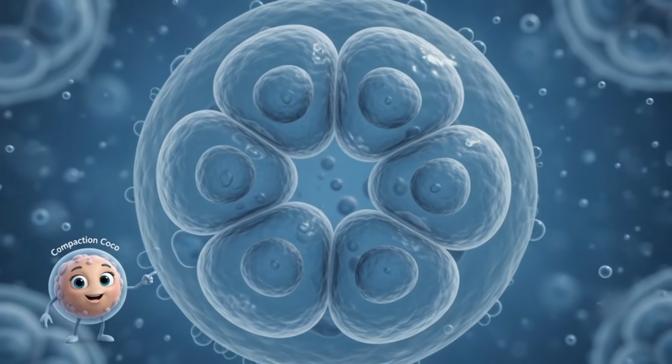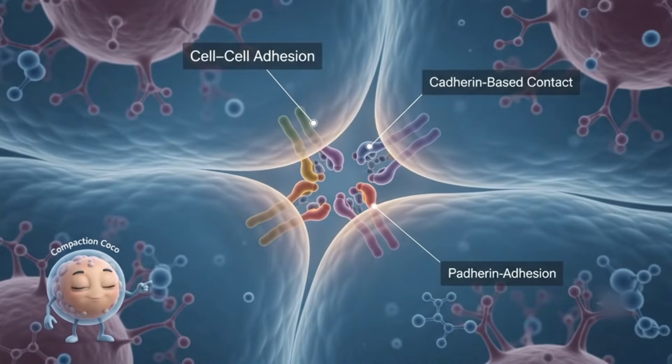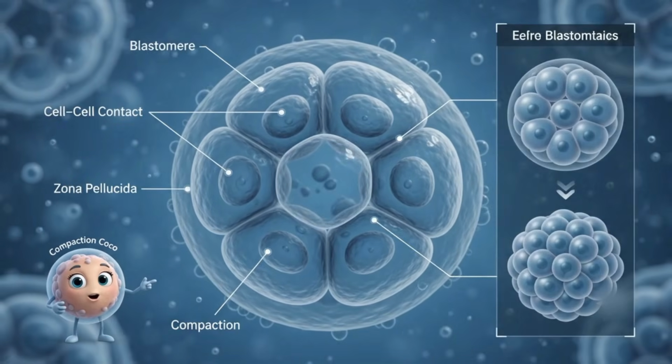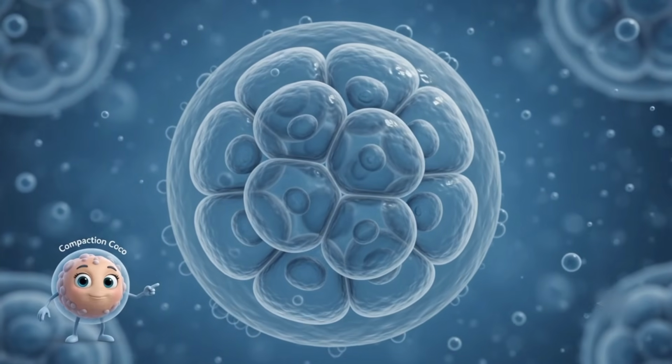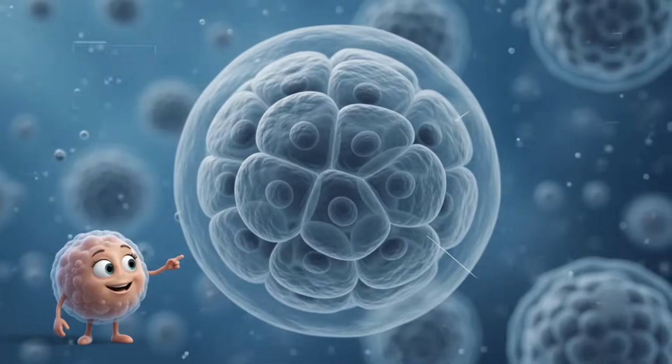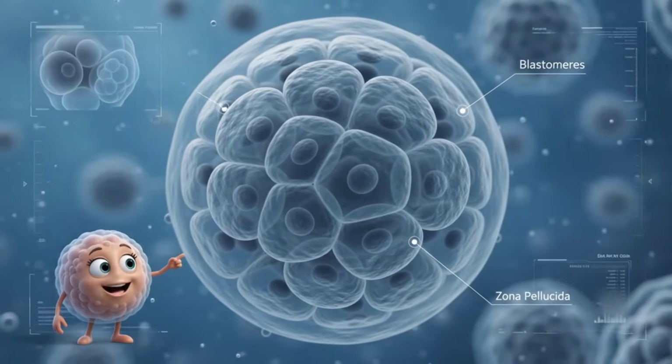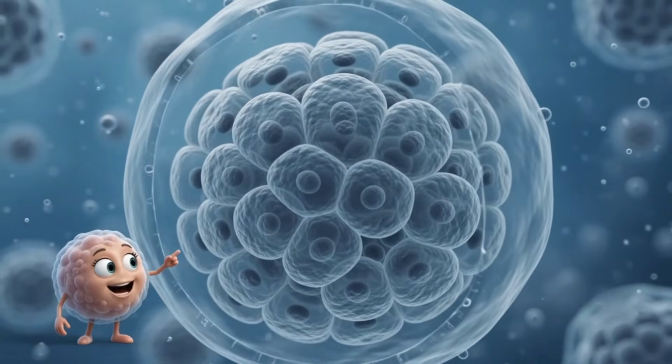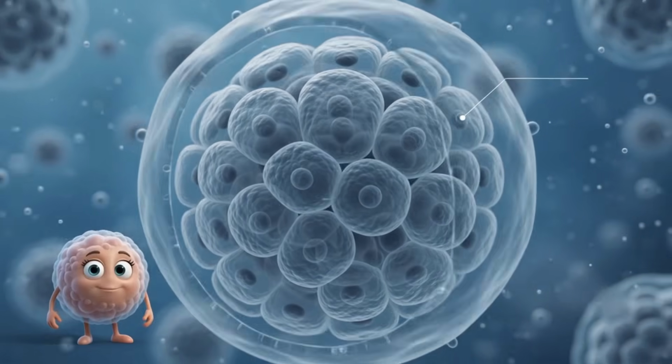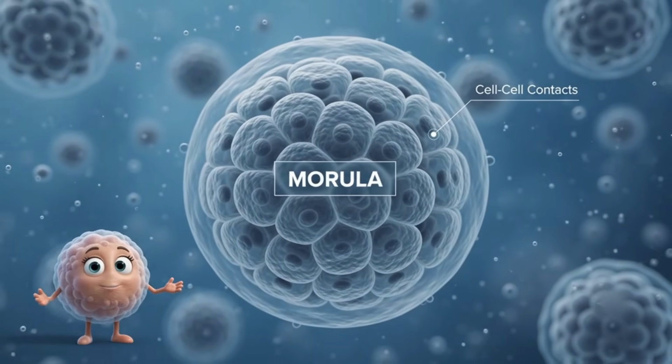After reaching the 8-cell stage, the blastomeres begin to compact. The cells are making stronger contacts. They are changing shape and coming closer together. As compaction progresses, the developing embryo becomes a dense cluster of tightly connected blastomeres, the morula. It remains enclosed within the zona pellucida.